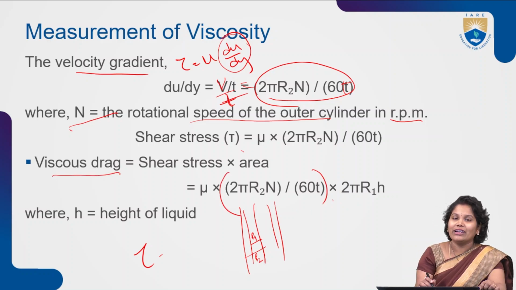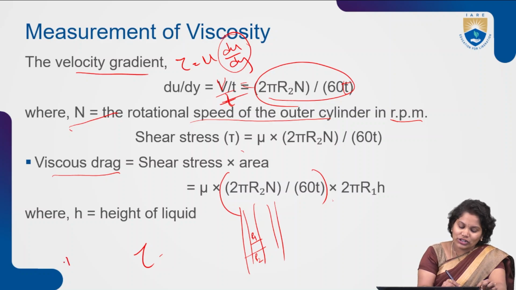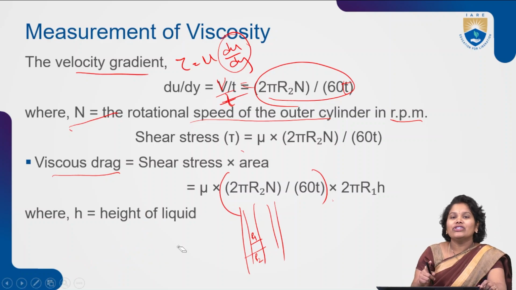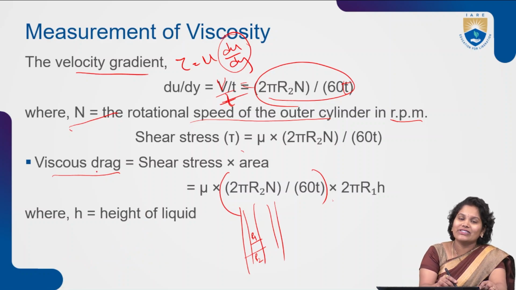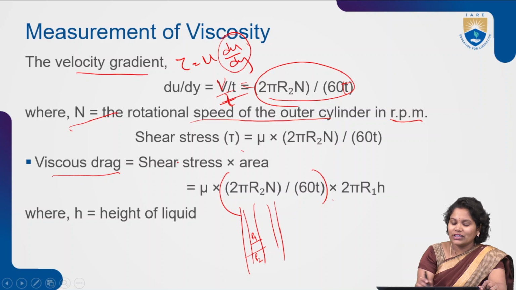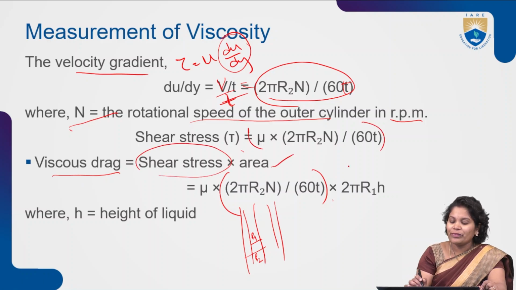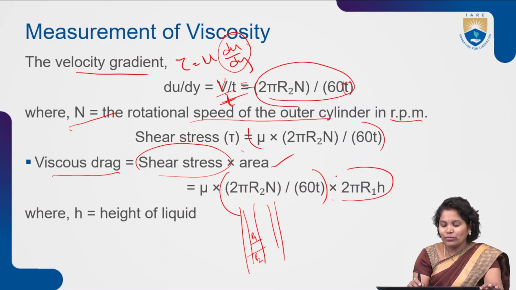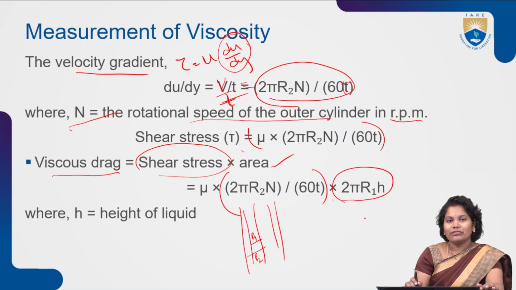Here, what is the viscous drag force? Shear stress into area. Shear stress is equal to shear force by area, right? So here viscous drag is written as shear stress into area. We already know the shear stress is mu into 2 pi r2 N by 60 t, and into this area, 2 pi r1 h.